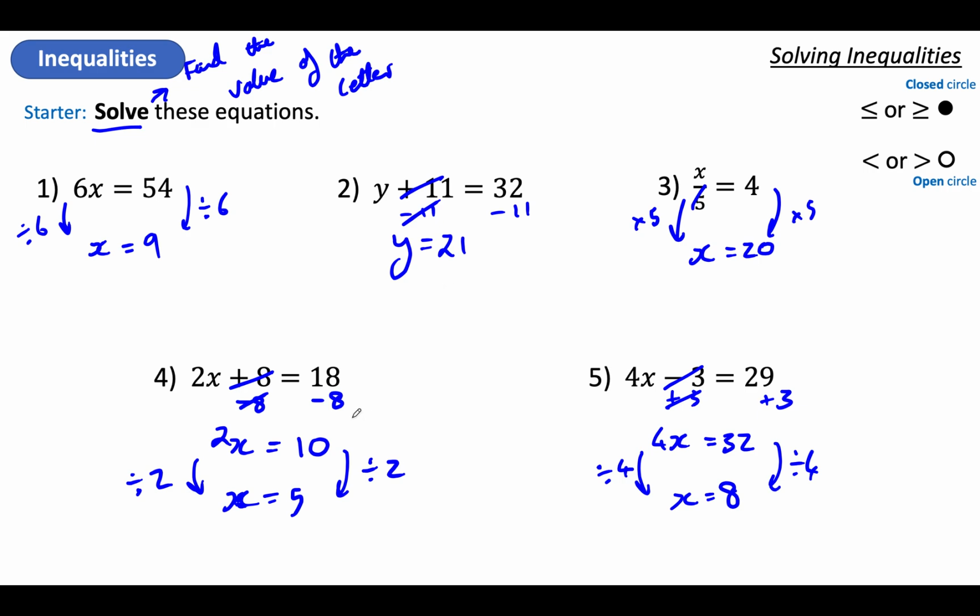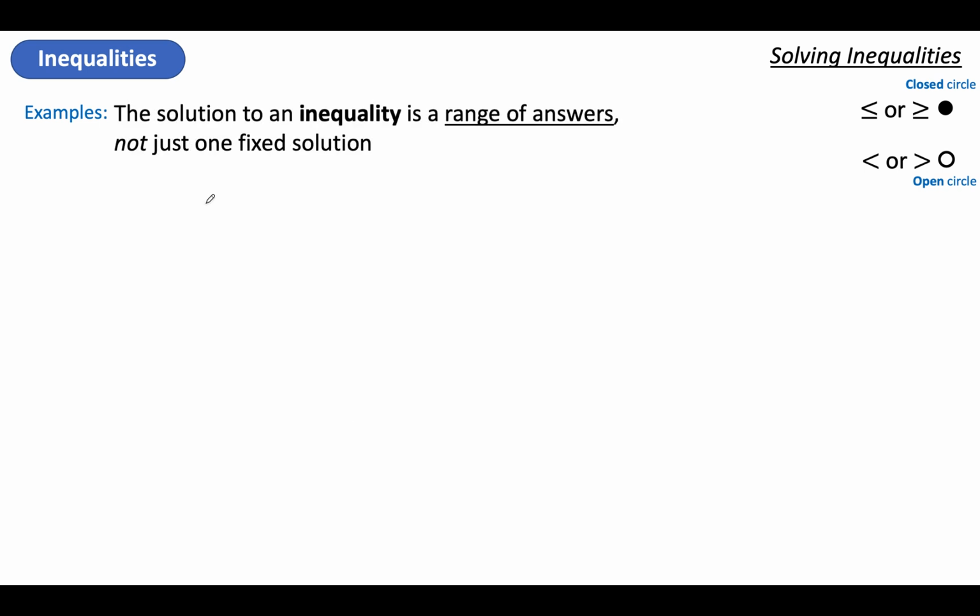Okay, so you might want to look up that if you're struggling with that a little bit, if it's been a while since you've done it, but otherwise I'm going to move on, and there will be other examples as we go. Now what we're going to do here is solve an inequality, and remember, an inequality has a range of answers, not just one fixed solution.